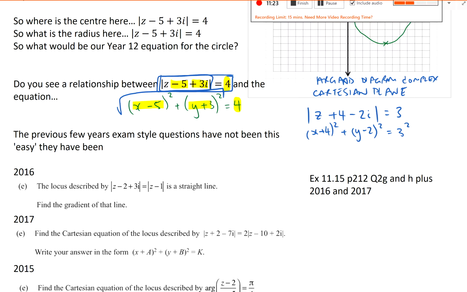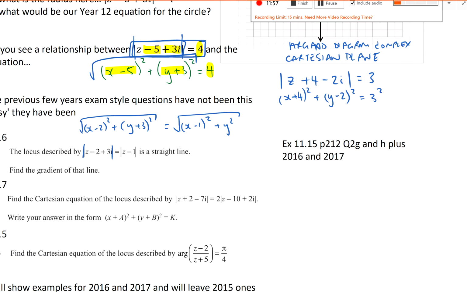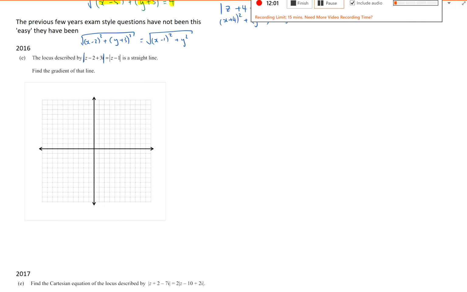Well, this here, remember, this was a circle. The modulus is 4. There's a circle. The modulus of this one, well, that's just the square root of x minus 2 all squared plus y plus 3 all squared, is the same as the modulus of x minus 1 squared plus y squared. Wait, what? So remember what we were doing, and I'll just pause it. So I've just paused it and given myself a little more space and drawn a little graph there, okay?